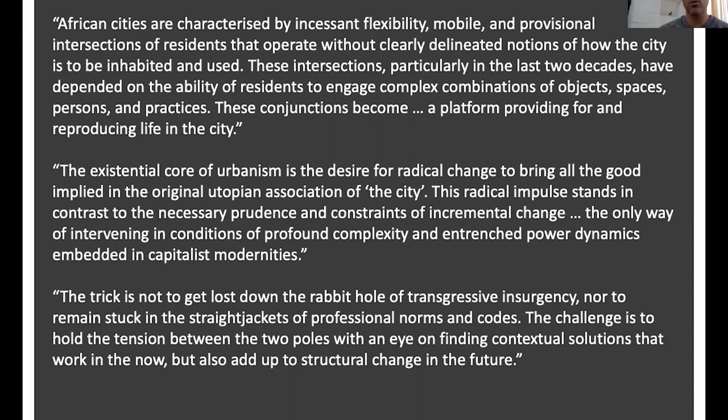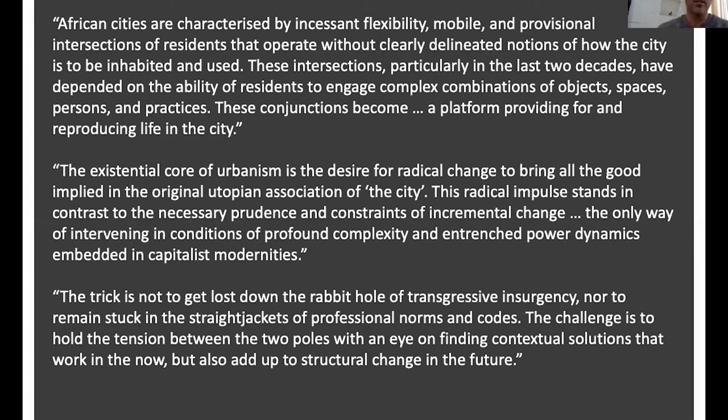And this is the core of the research that I will be presenting today, looking at architectural interventions and how they build up to structural change, not only on the urban scale, but more pertinently for me, in the profession of architecture.